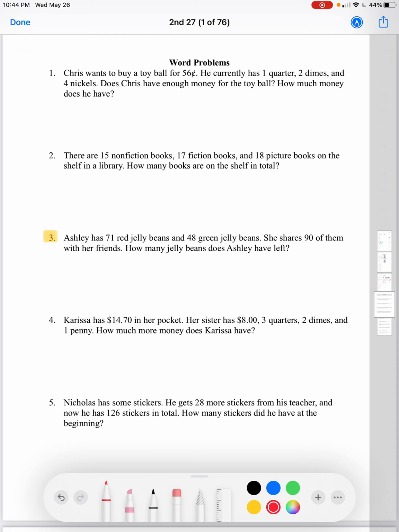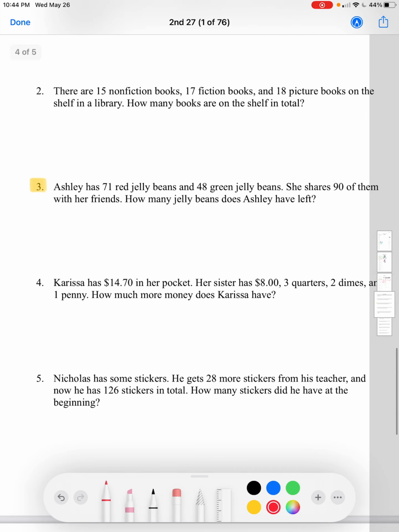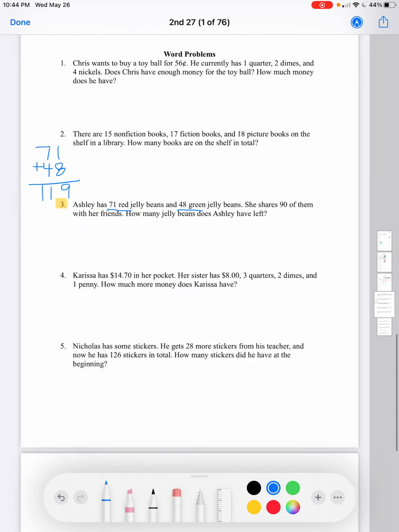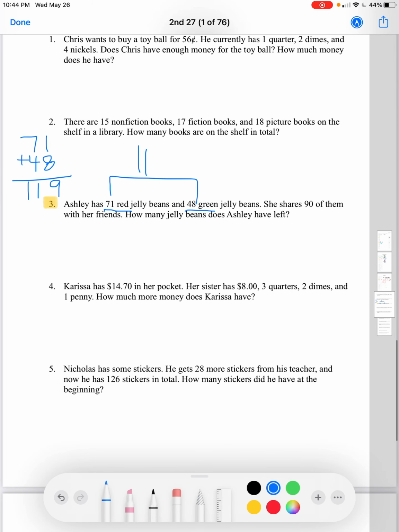It says number 3, Ashley has 71 red jelly beans and 48 green jelly beans. She shares 90 of them with her friends. How many jelly beans does Ashley have left? So first let's add up 71 red and 48 green to see how many total she has. 71 plus 48. 1 plus 8 equals 9. 7 plus 4 equals 11. So she has 119 total in the beginning.